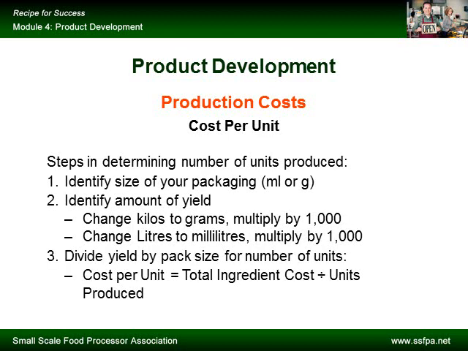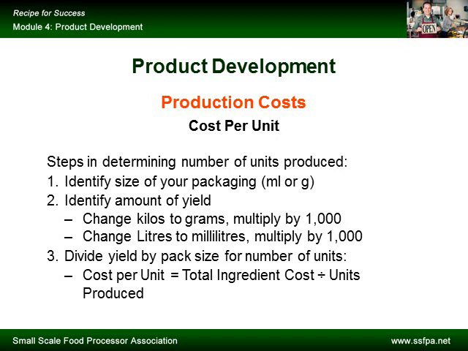The steps in determining the number of units produced are: first, identify the size of your packaging in mils or grams. Second, identify the amount of your yield. In order for your calculations to be accurate, it is crucial for you to make sure that the amounts are in the same units of measurement. If necessary, convert the amount of your yield so that the yield and the package unit of measures will be the same unit of measurement. For example, both amounts must be in mils or both amounts must be in grams. Remember to change kilograms to grams by multiplying by 1,000 and liters to milliliters by multiplying by 1,000.